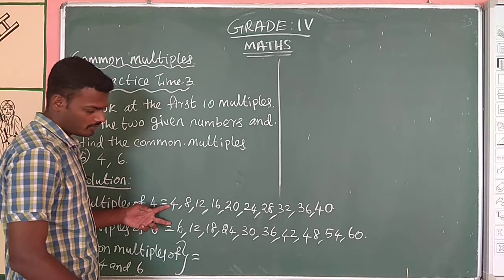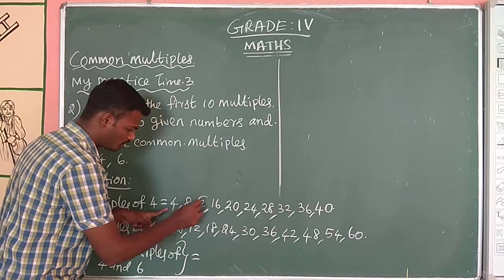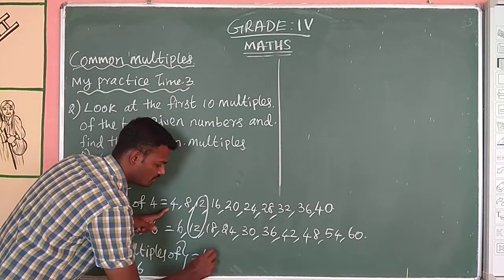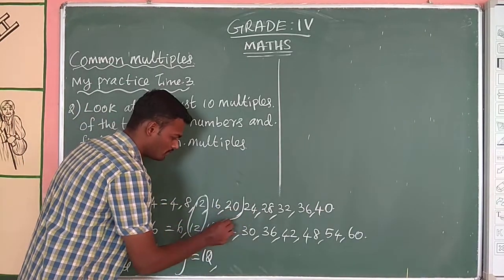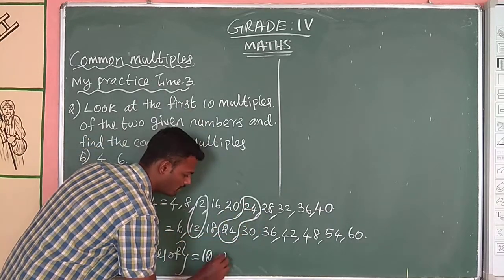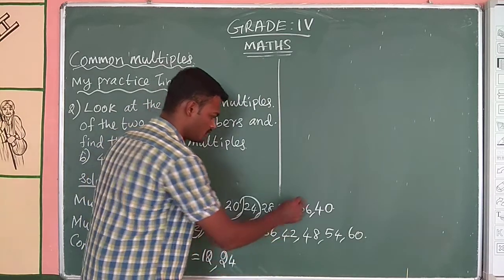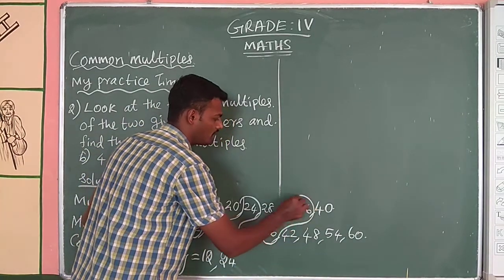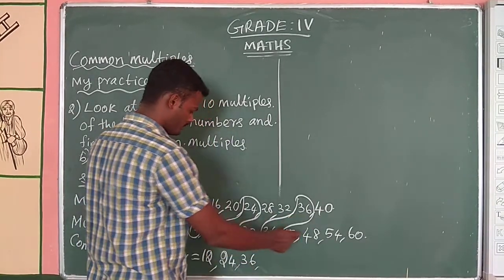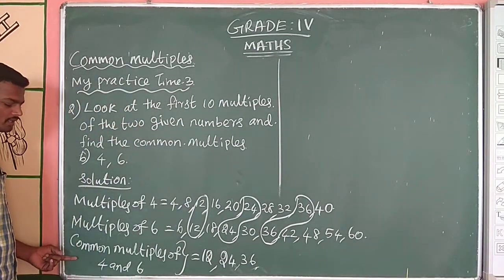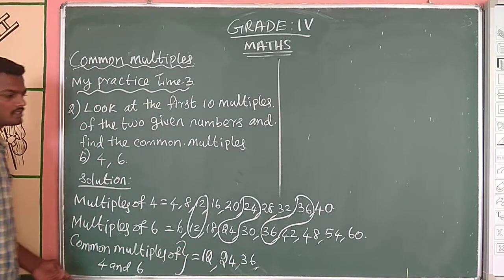Comparing the two lists of multiples, 4, 8, 12: 12 is the first common multiple. The next ones, 16, 20, 24: 24 is the next common multiple. 28, 32, 36: 36 is the next common multiple. So the three common multiples of 4 and 6 are 12, 24 and 36.